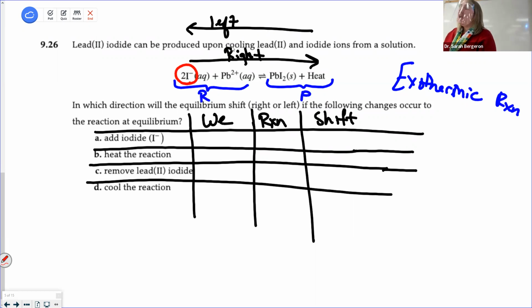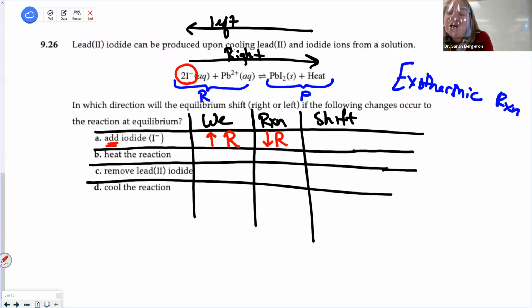I minus, reactant or product? That is a reactant. So if we add it, are we going to increase or decrease the amount of reactant in the reaction? We add it, that will be an increase. So the reaction is going to do the complete opposite in response to that stress. So wherever your arrow was up, make it go down. Right? So if we increase reactants, the reaction will decrease reactant.